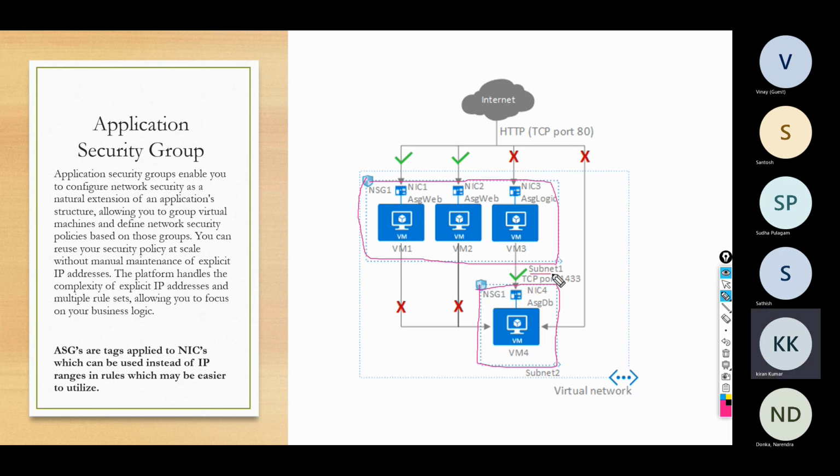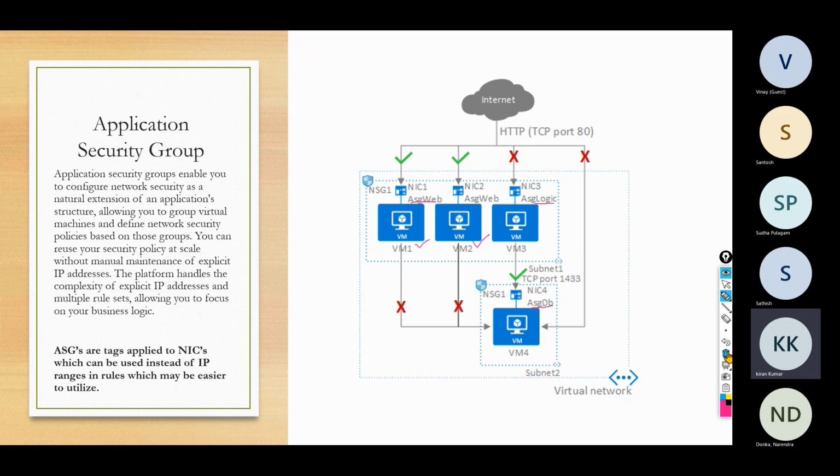Clearly, subnet 1 and subnet 2. And coming to the next, the NSG is the same NSG associated with subnet 1 and subnet 2. Okay. And next, they create application security groups, three application security groups. One is ASG web, associated with VM1 and VM2. ASG logic is associated with VM3. ASG DB is associated with VM4.